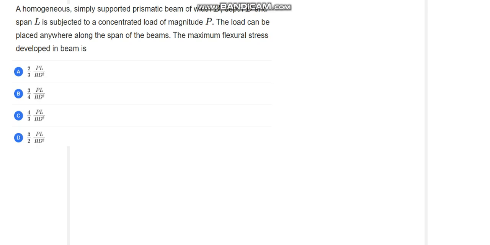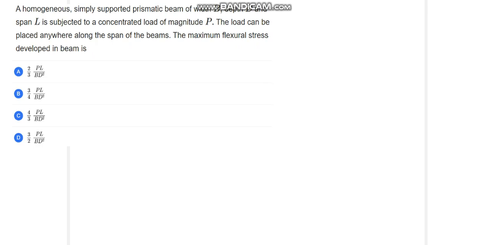Hello friends, here we are having one question of a simply supported beam. The beam is supported at 2 points with simple supports, and the section of the beam is rectangular, whose width is b and depth is d. A load of magnitude P, or we can say a point load, is acting at any location of the span. Now we have to find out the maximum flexural stresses developed in the beam.